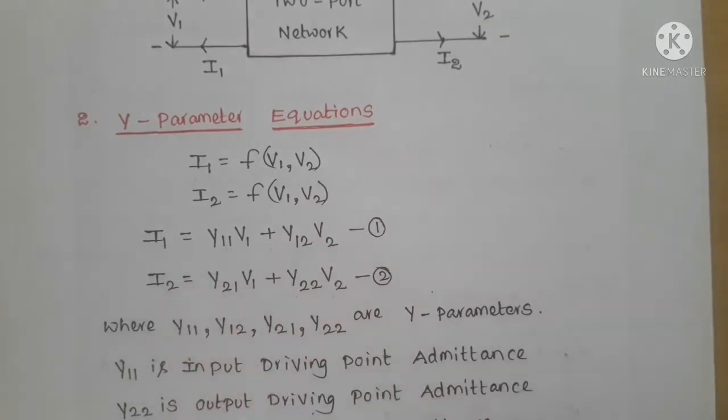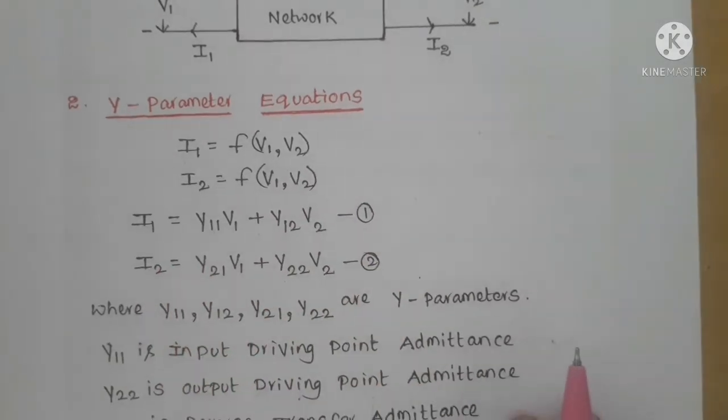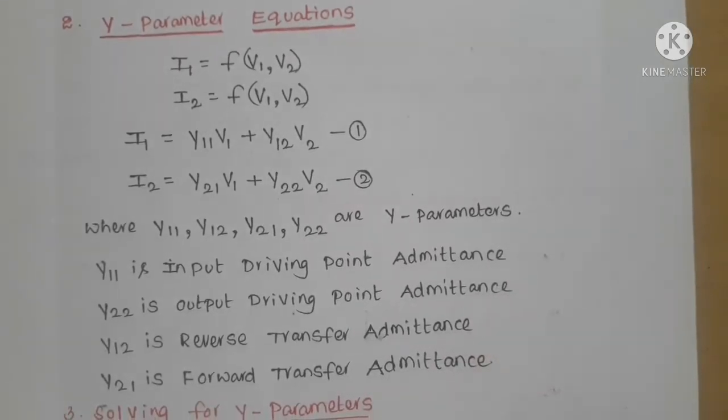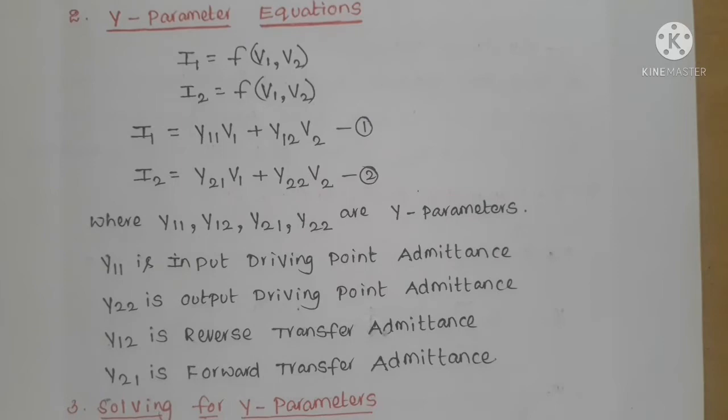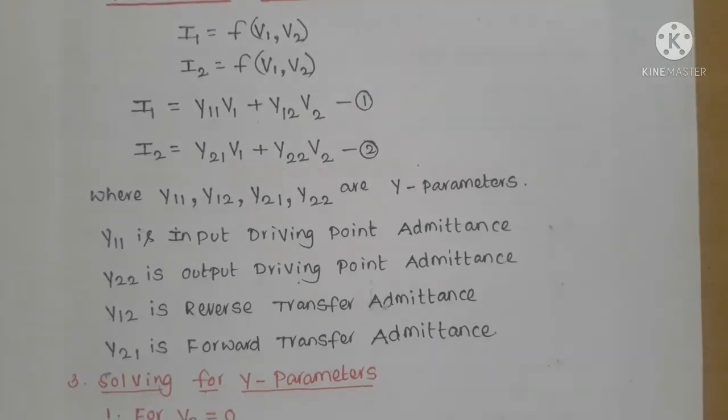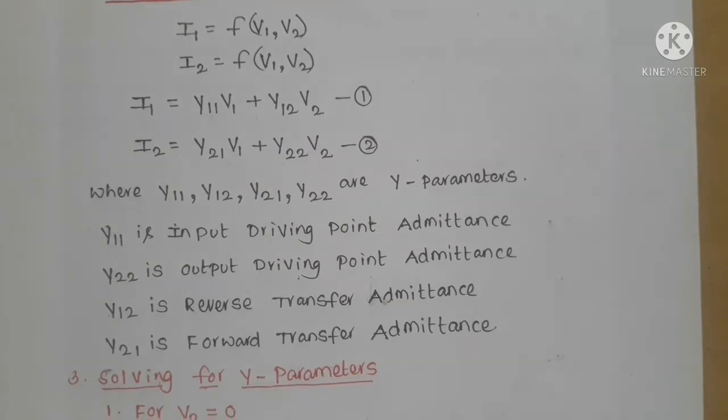So I1 equal to Y11 V1 plus Y12 V2, equation 1. And I2 equal to Y21 V1 plus Y22 V2, equation 2. So here Y11, Y12, Y21 and Y22 are Y parameters, and Y11 is input driving point admittance, Y22 is output driving point admittance, Y12 is reverse transfer admittance, Y21 is forward transfer admittance. So solving for Y parameters.